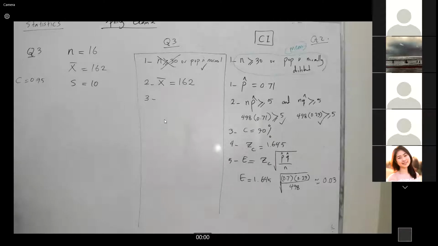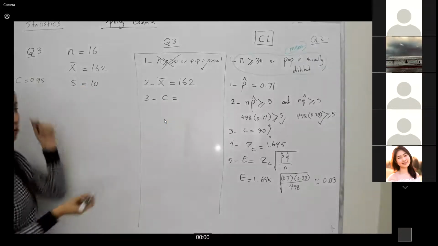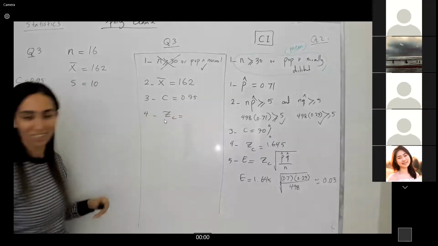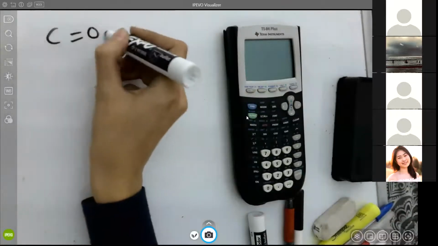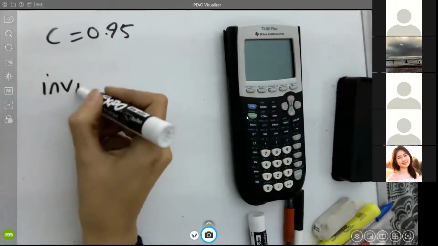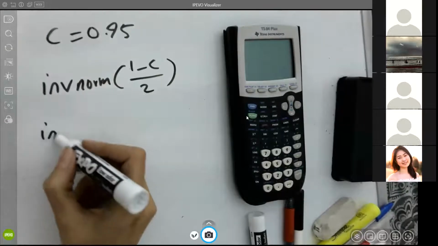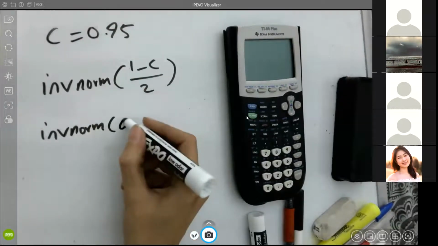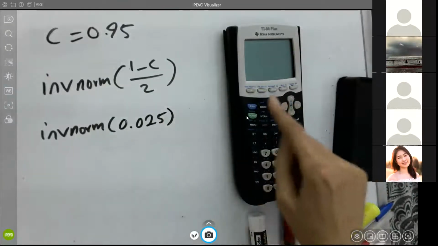Find ZC. Very good. So what is your C confidence level? 95%. What is ZC? We can use our calculator to find ZC. So C is 95%. Inverse norm for 1 minus C divided by 2. So inverse norm, 1 minus 95% is 5%, divided by 2 is 0.025.